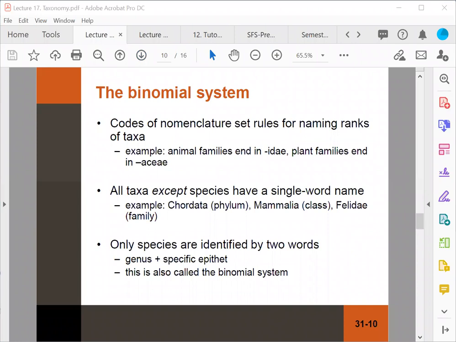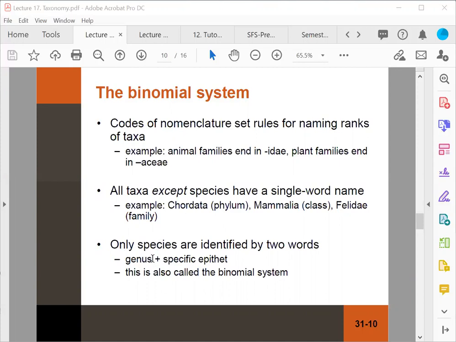Okay, so let's look at just some of the rules that are used in classification. These include the endings of animal family names. The ending is always idae, whereas plant family names always end in aceae. And you can see that on the previous two slides. All the taxonomic levels, except for the species level, as I said, have a single word name. And here are some examples. Only the species name is identified by two words.